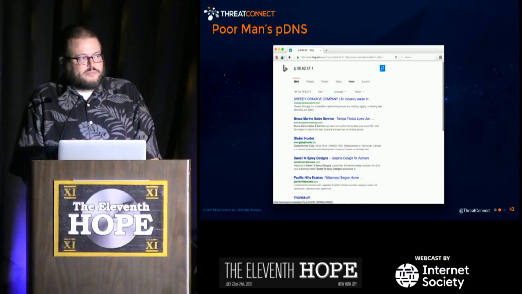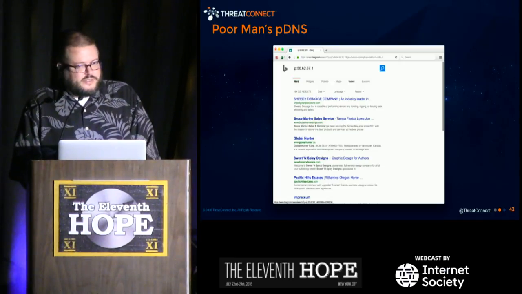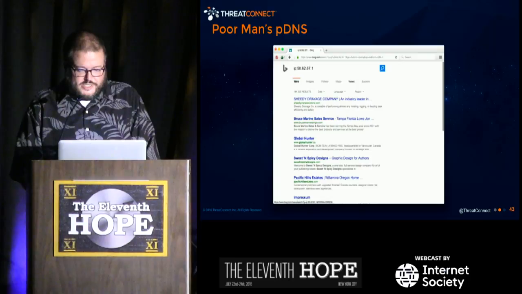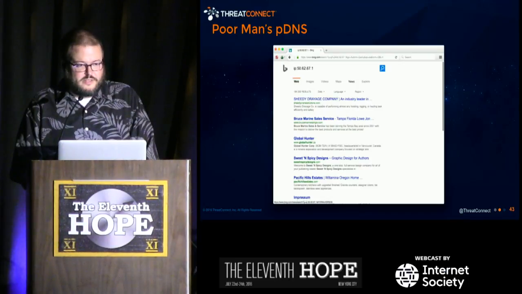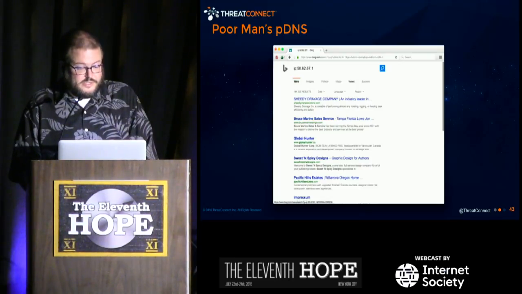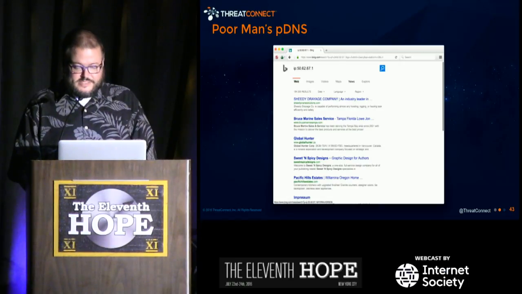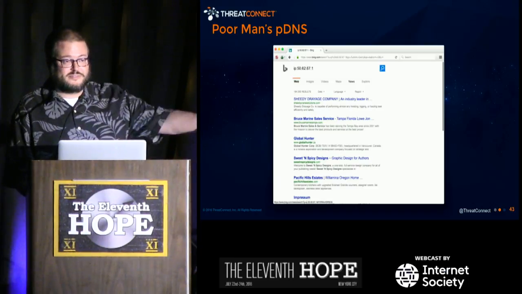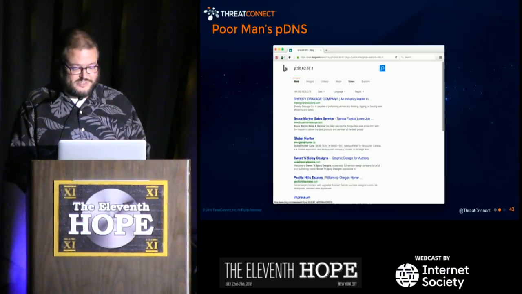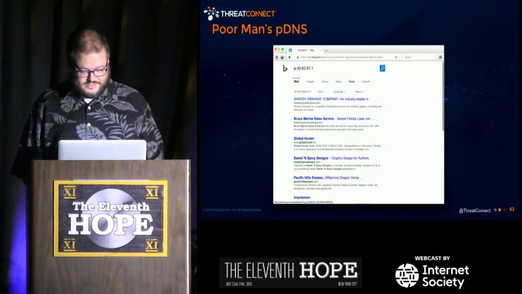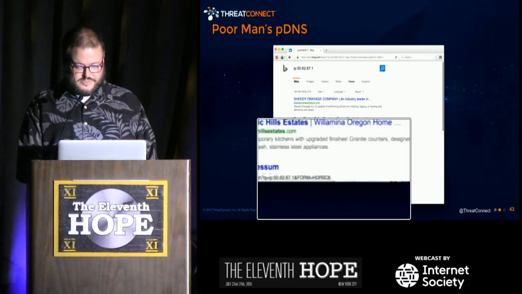I will not name names, but there are certain nonprofit organizations that changed their tune and now sell what they were giving away in the past. So I'm going to give you a way to do poor man's PDNS. Passive DNS is what domain names have been resolved to a particular IP address.